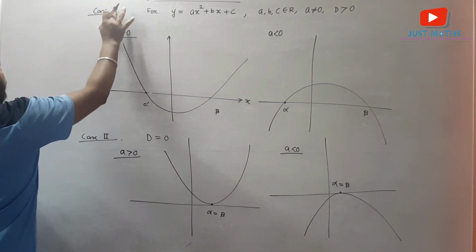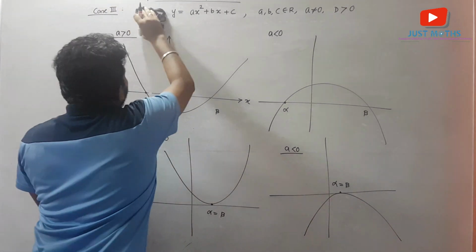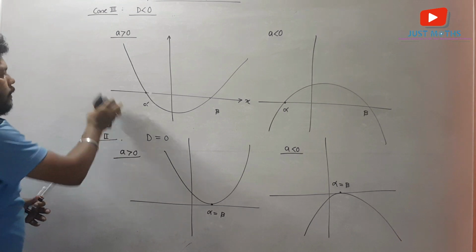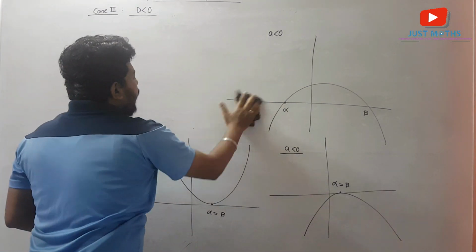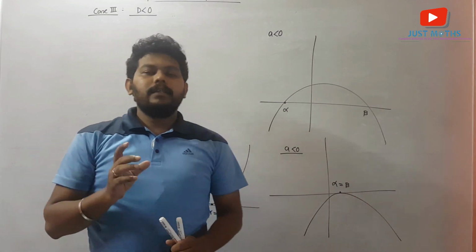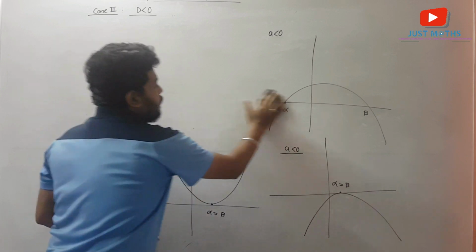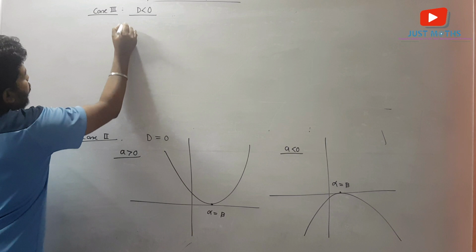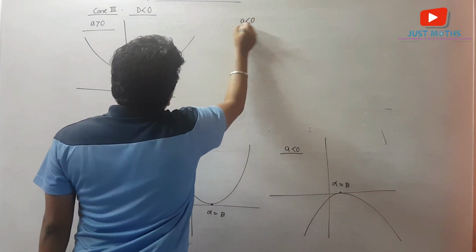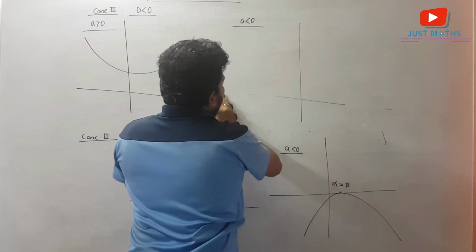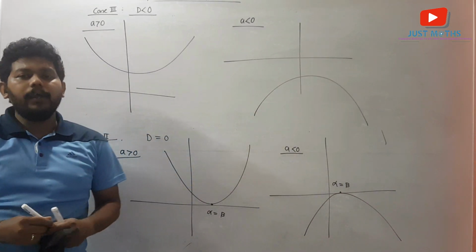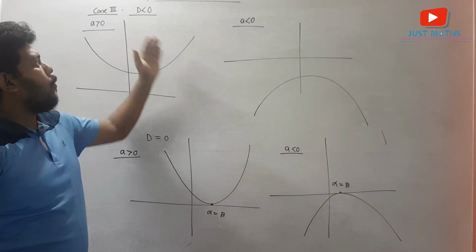Okay. Now case 3. When discriminant is less than 0, that is, when discriminant is negative, that is, roots are imaginary, the graph of y equals ax square plus bx plus c will not intersect the x axis or will not touch the x axis. That is, you can draw like this. When a is positive, the graph will be like this, and when a is negative, the graph will be like this. It will not touch or intersect the x axis. Okay, these are the three different cases of quadratic equation.